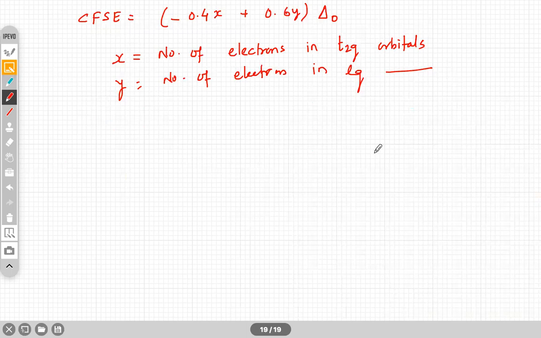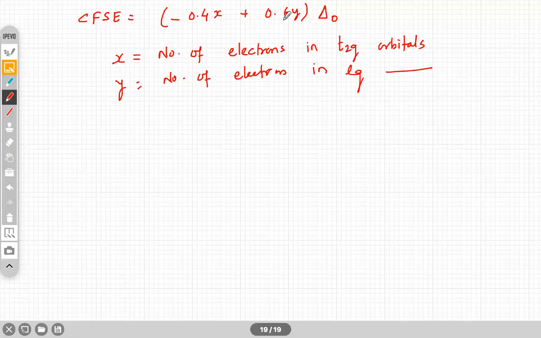Normally you hardly have to calculate CFSE, that is not required. Even if they ask, in the options they'll give delta O only. You just need to know this X and Y, that is it. But for your understanding, I'll discuss one example. So the point is how to distribute the electrons. Like I said, the distribution of electrons depends upon whether the ligand is strong or not.